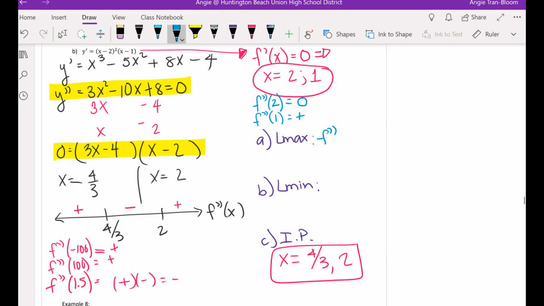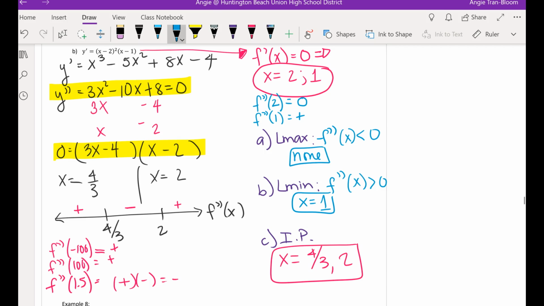Now, if we are using second derivative, what was the rule for local max? Double derivative has to be less than 0 at that location. And then this one has to be greater than 0. So based on our definition of prime prime for max and min, do we have a max? No. Do we have a min? Yeah, at where? X equals 1. Then what the heck is x equals 2? What is that?